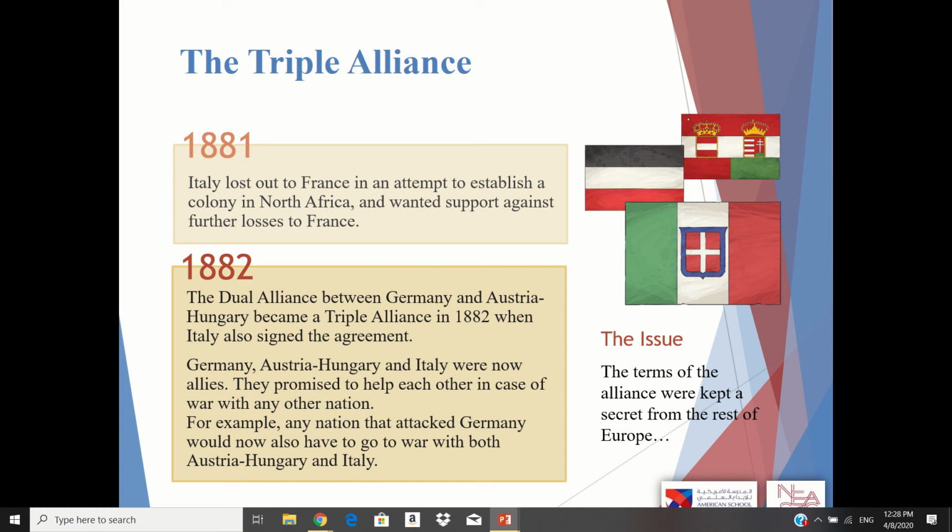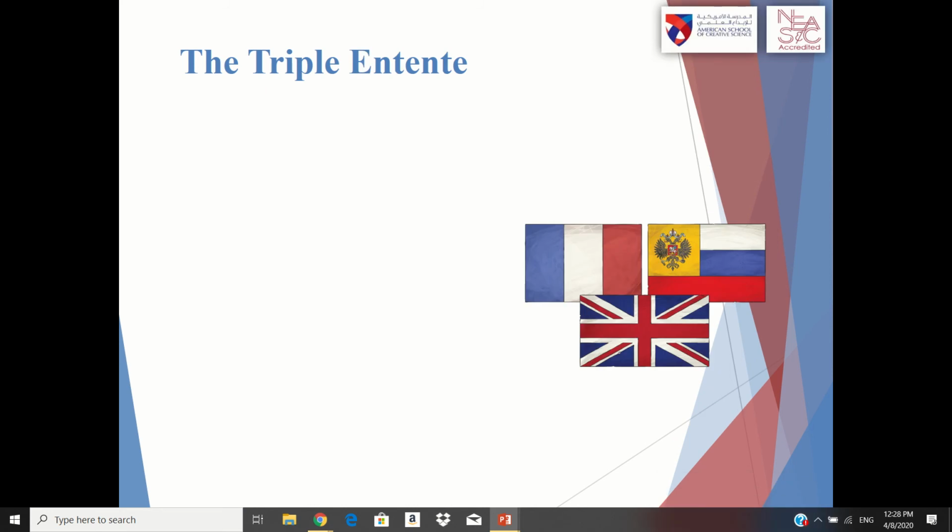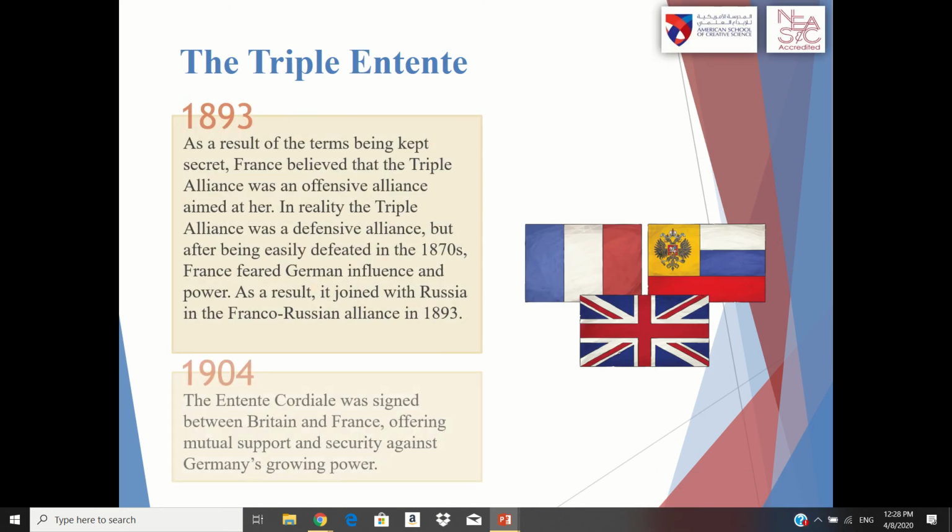For example, any nation that attacked Germany would now also have to go to war with both Austria-Hungary and Italy. The issue is that the terms of the alliance were kept a secret from the rest of Europe. The Triple Entente.